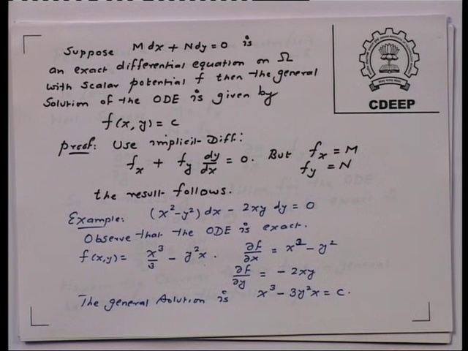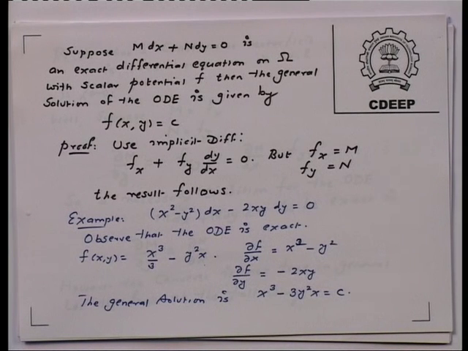So, let us look at this example. This example will be familiar from the morning session. This differential equation is a homogeneous differential equation. We solved the homogeneous differential equation in the morning. Let us take the same differential equation again: (x² − y²) dx − 2xy dy = 0. Let us check that this differential equation is exact.